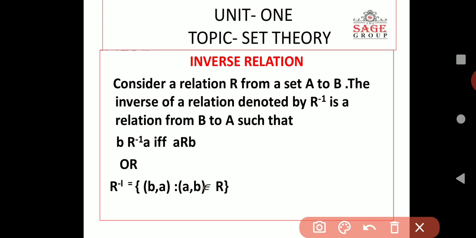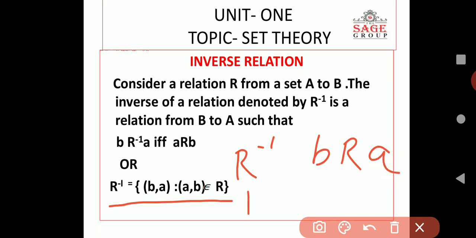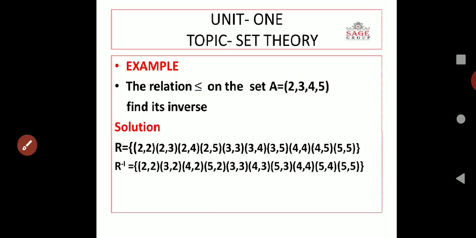Mathematically we write R inverse is equal to the set of (b, a) such that (a, b) belongs to R. R inverse means B is related to A, and R means A is related to B. So this is inverse relation.